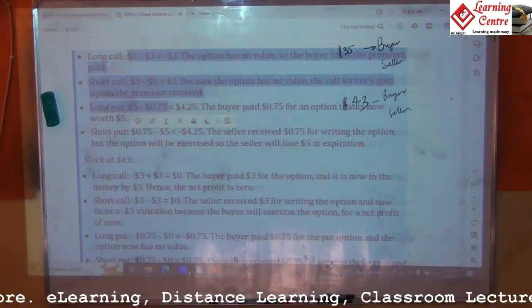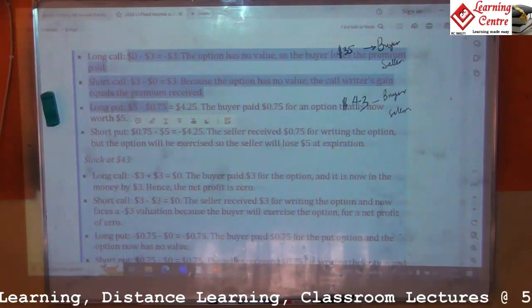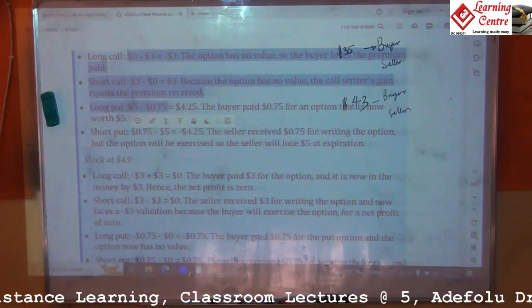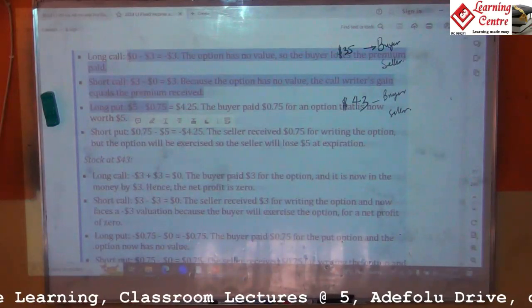Meaning, if it's in the money, then you have a positive. If it's at the money, it's 0. If it's out of the money, it is 0 as well for you. After identifying that, which is step 1, you now go to step 2.